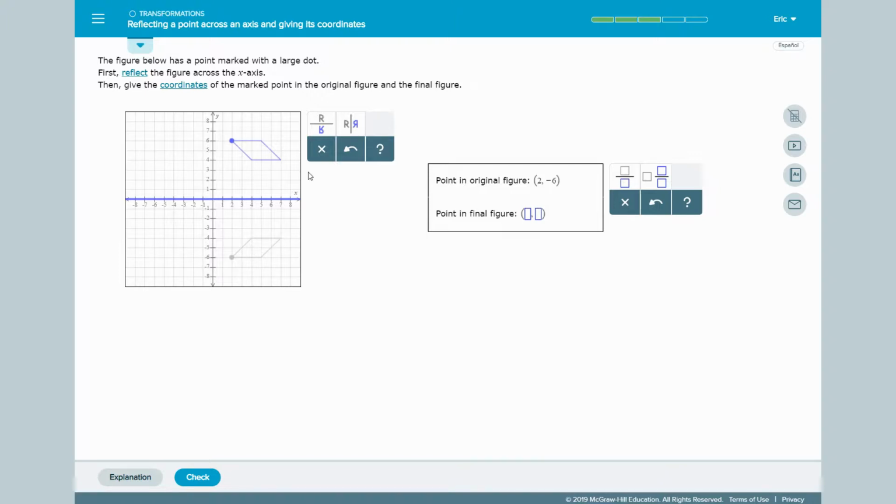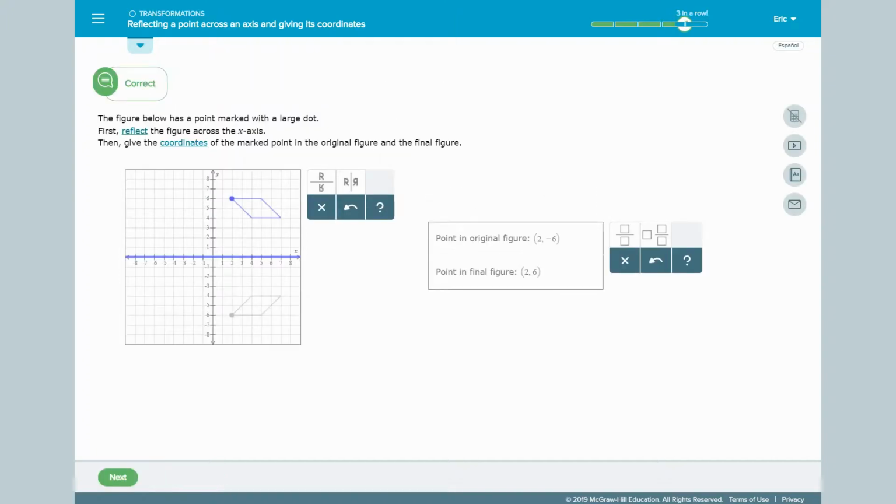And using the same tactics I did in the single point example, I can just double check. I'm only going to check 1 point because I'm lazy. So 1, 2, 3, 4, 5, 6. 1, 2, 3, 4, 5, 6. Yeah, everything's going to check out here. So in my original figure, my point was at (2, -6). In my final figure, my point is at (2, 6). And that's it for a problem like this.